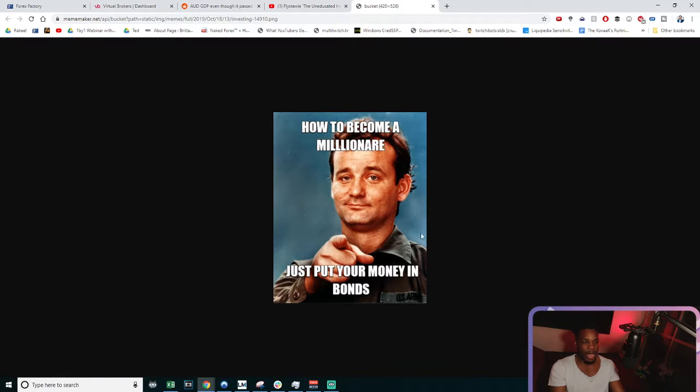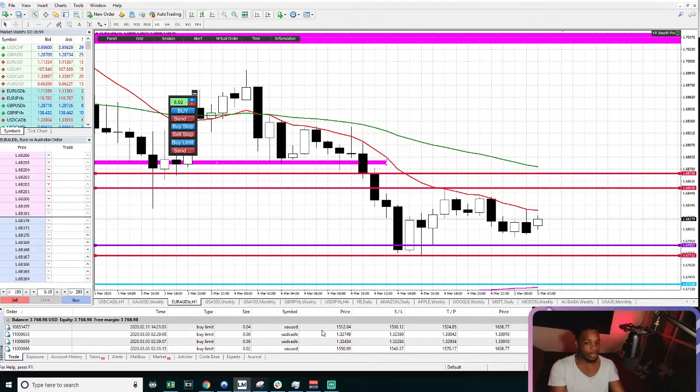And meme of the day is how to become a millionaire. Just put your money in bonds. Terrible advice, I know. But yeah, put your money in bonds apparently.